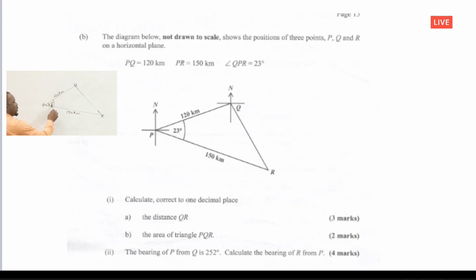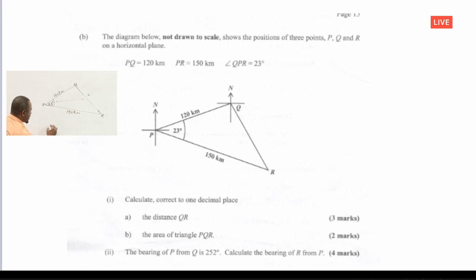But we can appreciate that if we were to solve for 3 marks for the length of Q to R, then this angle goes with this length. So if you give that the side X, you can now use the cosine rule to help you solve for this length, because you have 3 lengths in the question, and you have an angle for one of the lengths that you need to find.